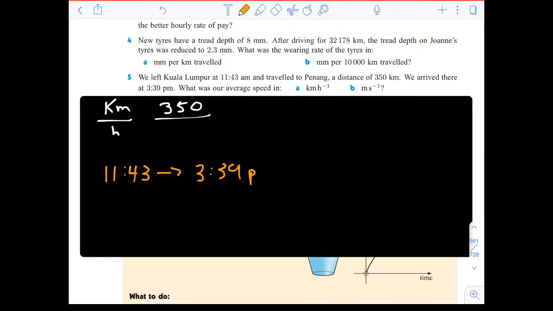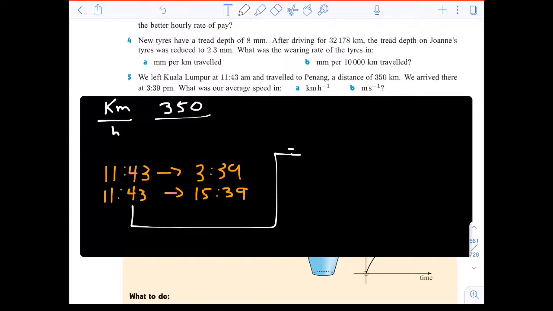3:39 p.m. Well, one thing that you could do, a good idea, is to use military time for this. So we want to see how long it took us to go from 11:43 to 15:39. So we've talked about this before, how we do that. Usually what we did was we went to the nearest hour. So I'll show you just a quick view here.